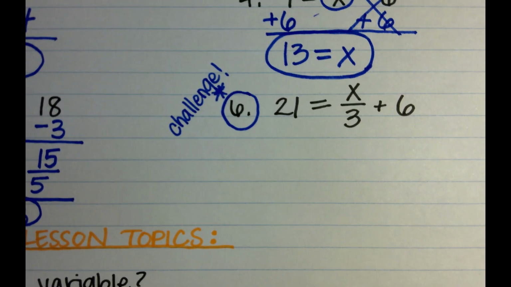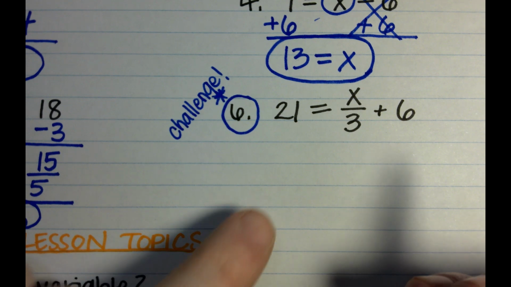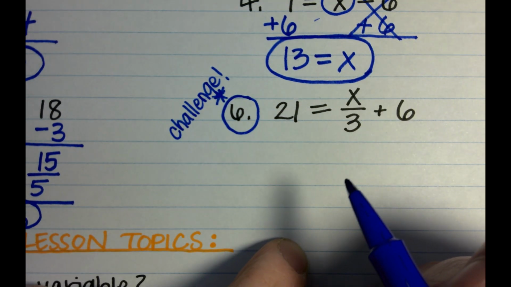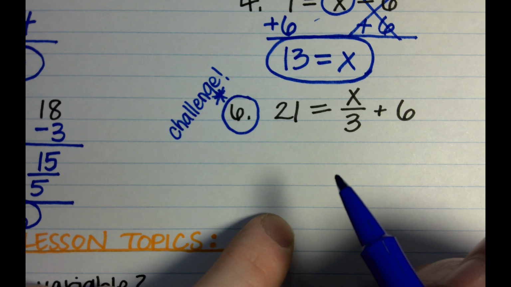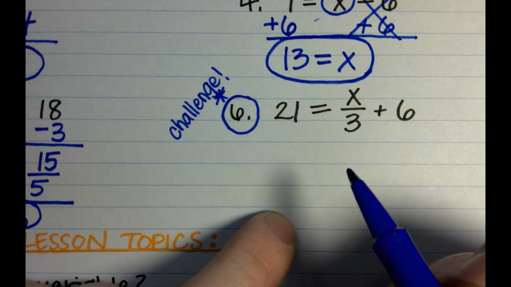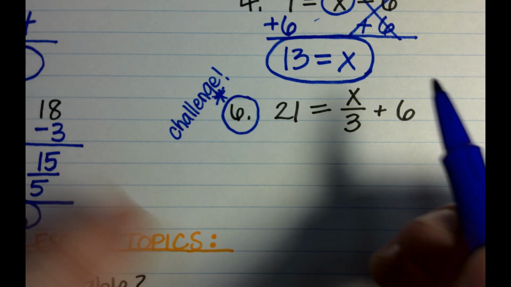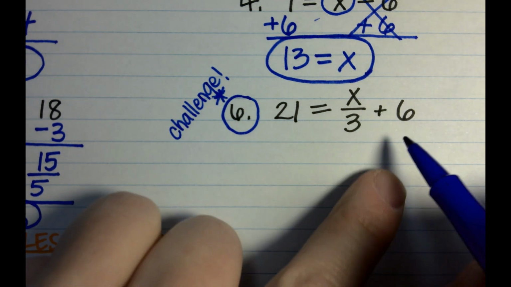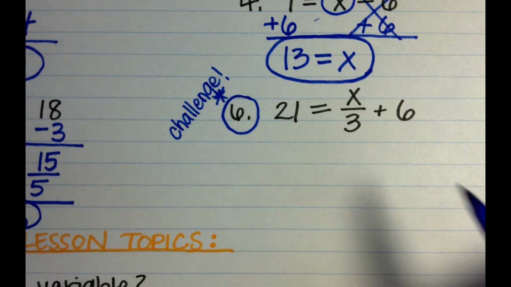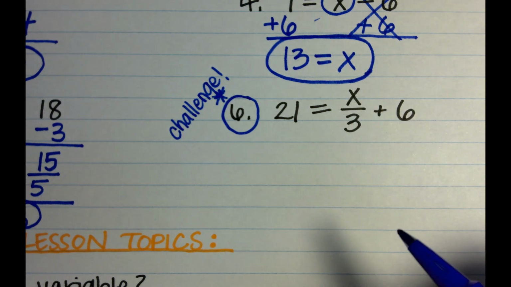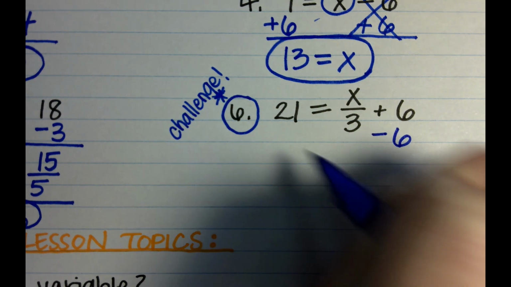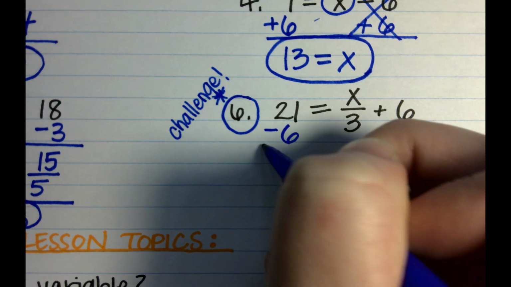Number 6. Like for the answer? For x? It could be, but I haven't solved it yet, so I'm not sure. What do I do first to solve it? Subtract 6 from both sides. Yes, good. We want to get rid of addition and subtraction first. So we have plus 6 on this side. We're going to subtract 6 from both sides. Minus 6, minus 6.